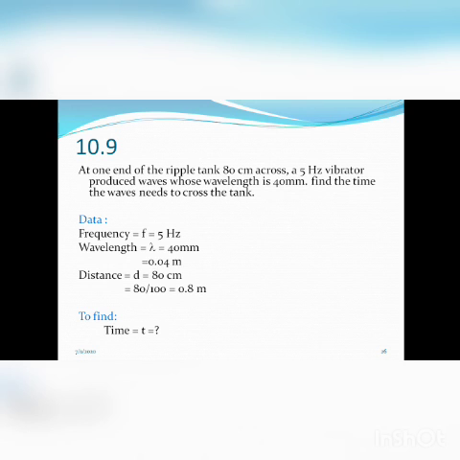10.9. At one end of a ripple tank 80 cm across, a 5 Hz vibrator produces a wave whose wavelength is 40 mm. Find the time the wave needs to cross the tank. Data. Frequency 5 Hz, wavelength lambda 40 mm. We convert into meters. 40 divided by 1000 will be equal to 0.04 meter. Distance d is 80 cm. We will convert into meters. 80 divided by 100 will be equal to 0.8 meter. Time, we have to calculate it.